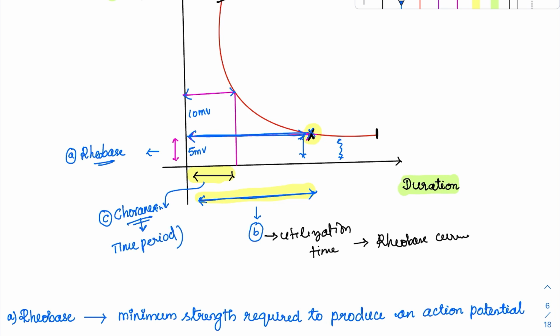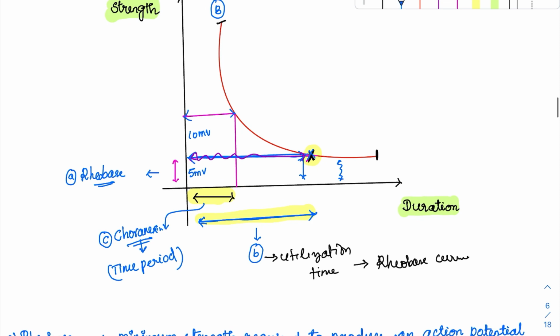And they say that Chronaxie is a better measure for measuring the excitability of the tissue. Why? Because if I use a Rheobase current, I have to wait for a very long duration, like the utilization time. As you can see here, we have to wait for a very long duration to get an action potential, which we don't want. We want things to happen very fast, like we want to study multiple tissues faster. So we use twice the Rheobase current. What is the Chronaxie for that particular tissue?